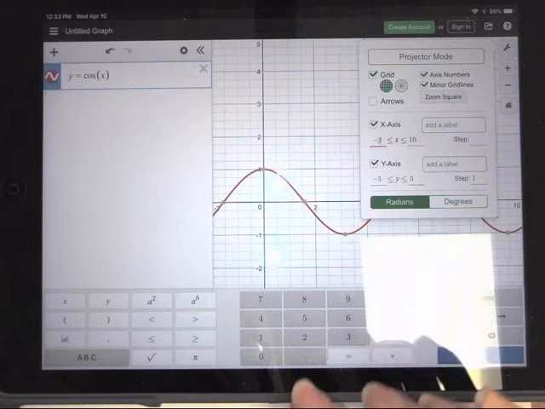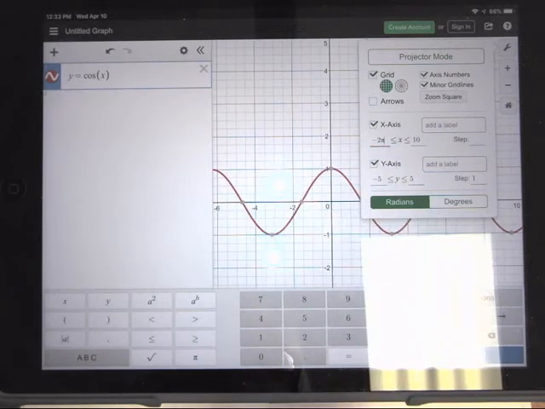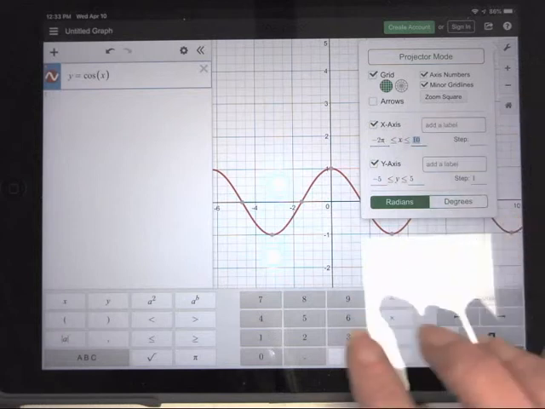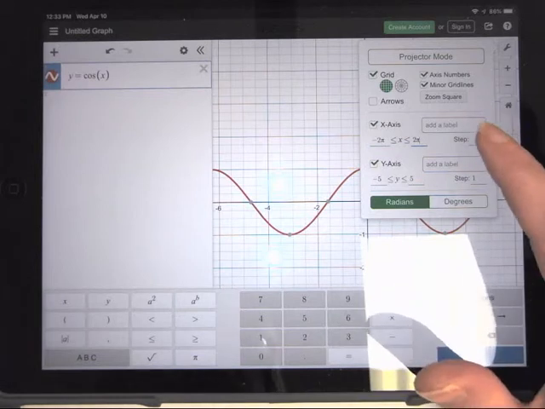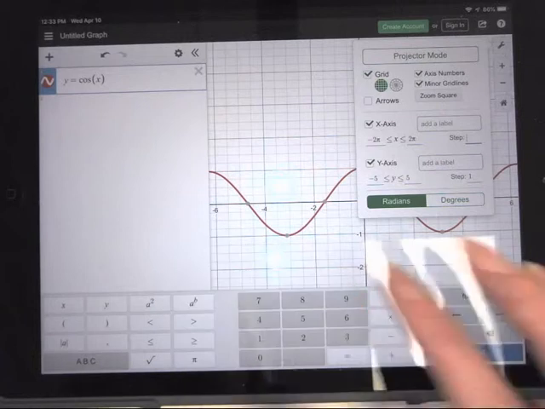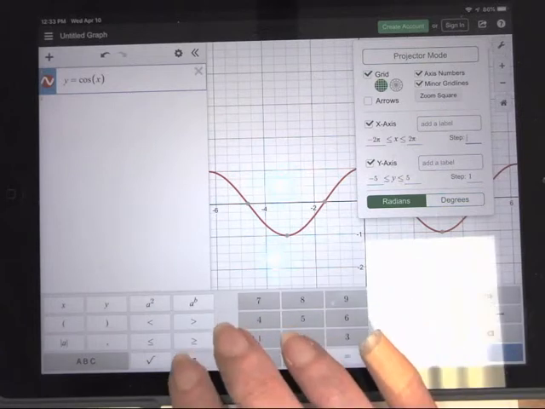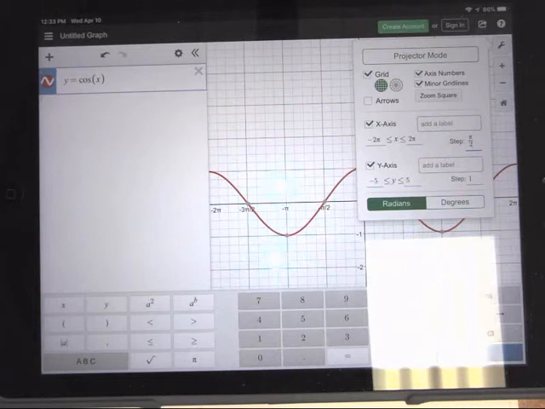Negative 2, and then down here is the pi key. All right? And I want it to go to positive 2 pi. If you only want from 0 to 2 pi, put that in. And here's what I'm going to put as my step. You can use whatever you want as your step, but what I'm going to do is use pi divided by 2. So pi over 2 is my step.